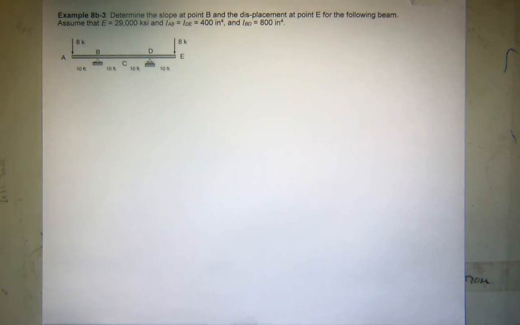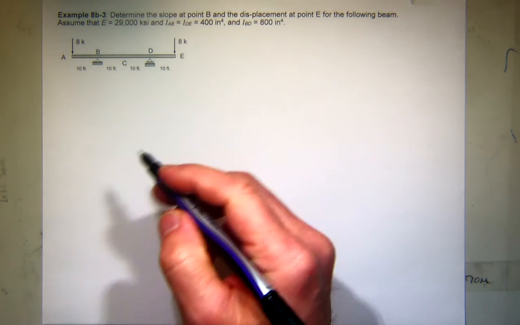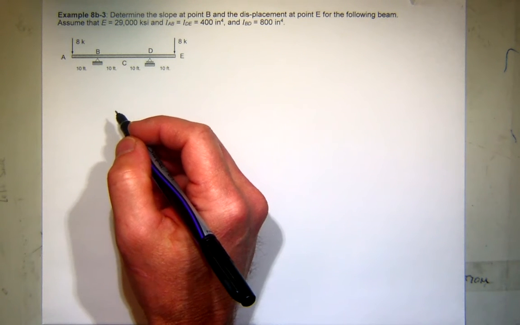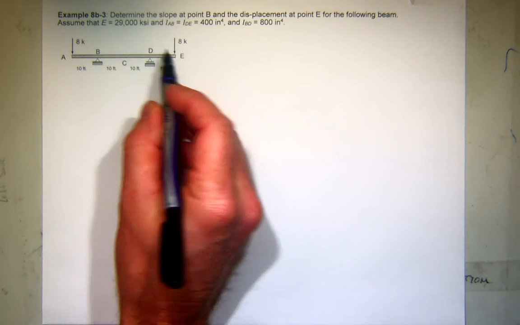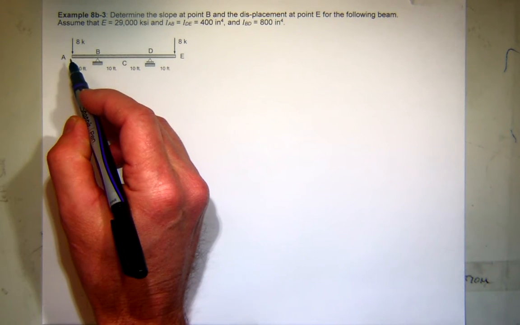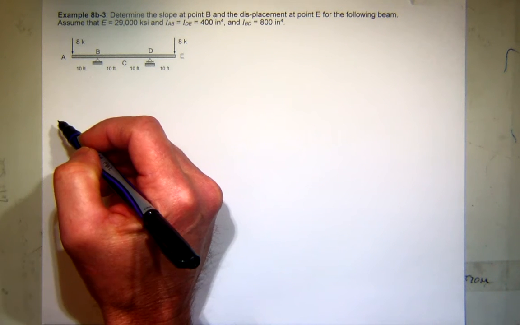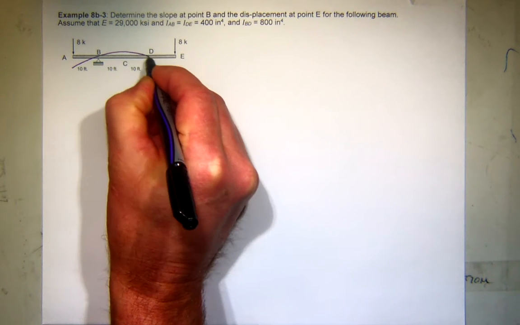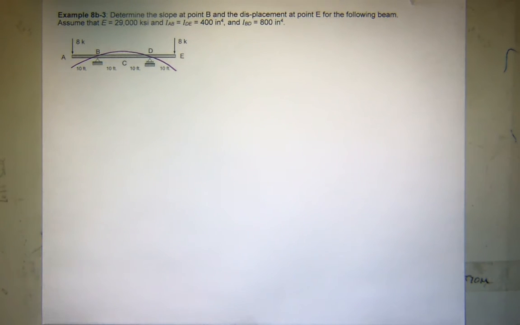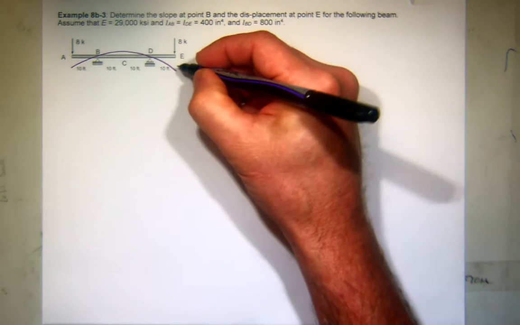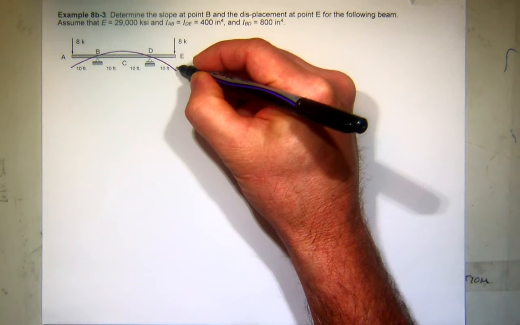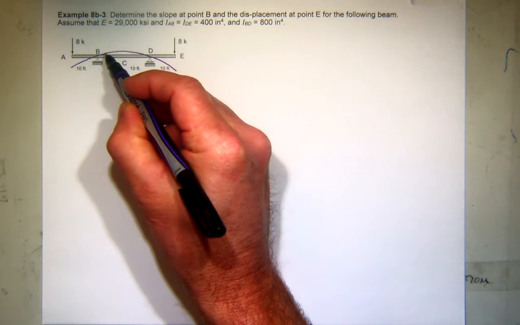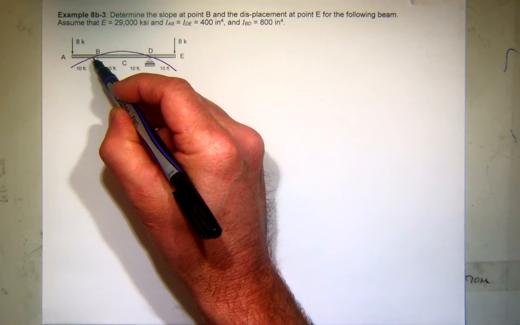I think before we get started, let's just guess what the deflected shape will be to give ourselves some orientation. With the only loads being applied on these little cantilever ends, they're all going to go down. So I'm guessing that the shape will look something like that. So we should expect a negative displacement at E and a positive slope at B.